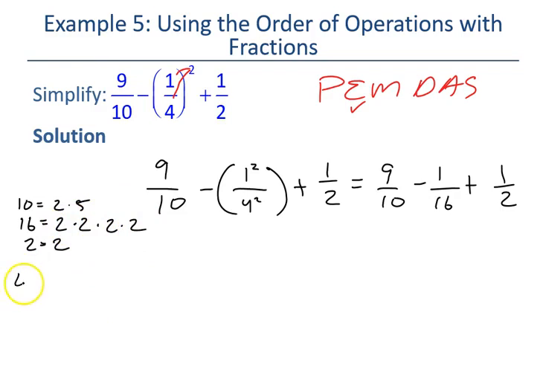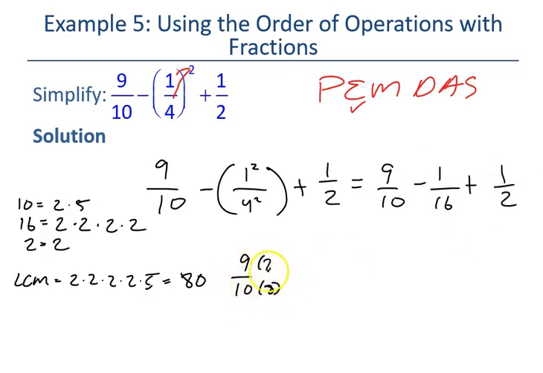So to find our LCM, we're going to take the most 2s, 2 times 2 times 2 times 2, and then we're also going to take this 5. When we do all that, we end up getting 80. Okay, so now we need to create an 80 for all our denominators. So notice here, we have 9/10, and to get that, we're going to multiply everything by 8.